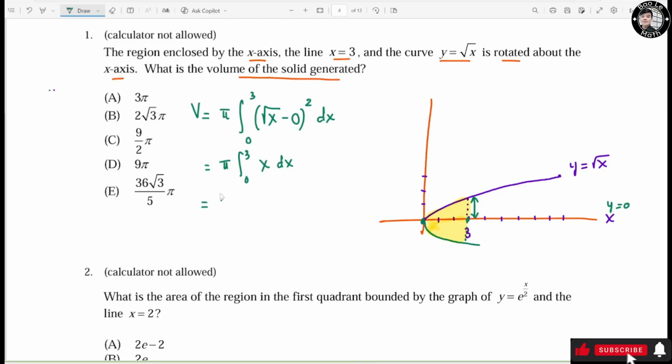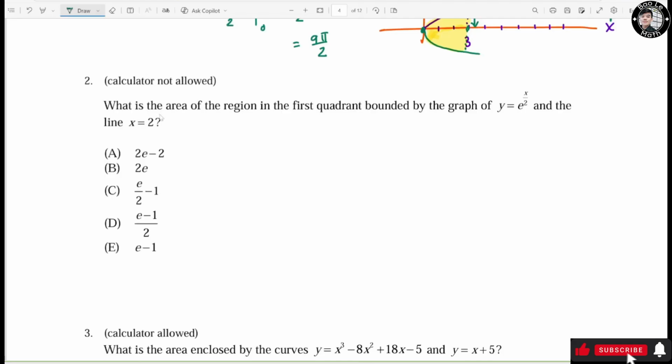So it could be pi x squared over 2, evaluated from 0 to 3, right? So it could be pi over 2 times 9 subtract 0. It's going to be 9 pi over 2. The answer must be C.